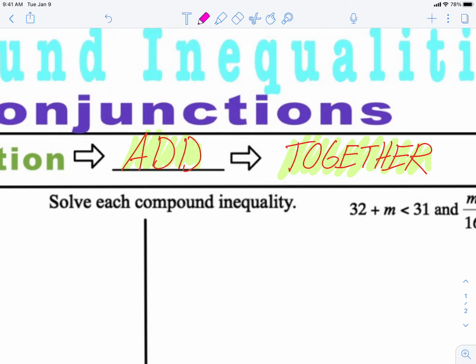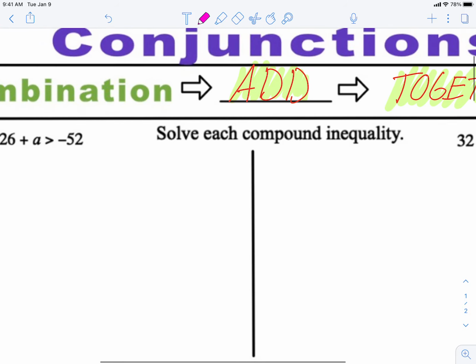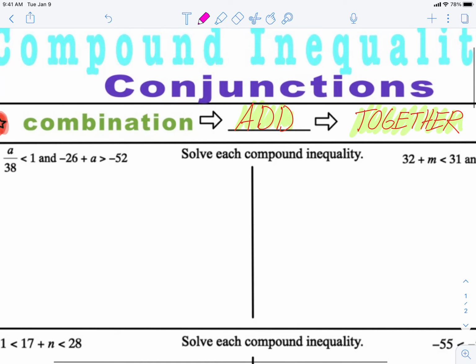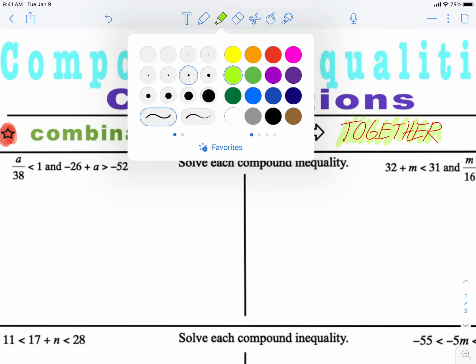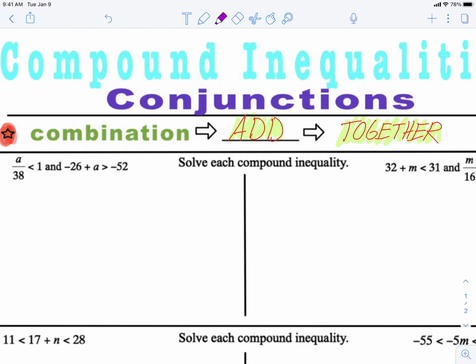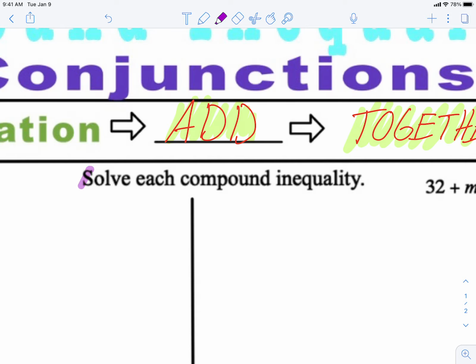So let's try our first example here, right? So first thing we have to do is we have to read the instructions, right? The instructions say solve each compound inequality. Solve. Nowhere does it say graph, right? It doesn't say graph. So we're not going to graph. We're only going to solve, all right?